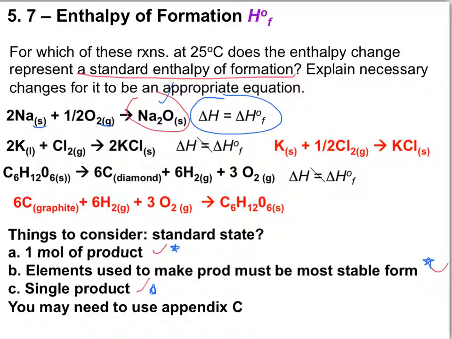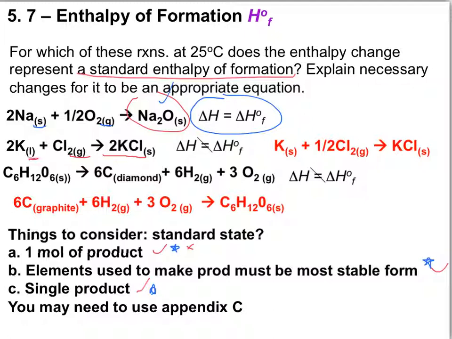So the first thing we look at is whether we have 1 mole of product. Well, immediately when you look at this reaction, you see that we have 2 moles of product. So immediately our first requirement has a problem. Additionally, let's look at the reactants used to make the product. Elements used to make the product must be in the most stable form. So you could look this up in Appendix C, and you'd notice that gaseous Cl2 is the standard state, the most stable form.